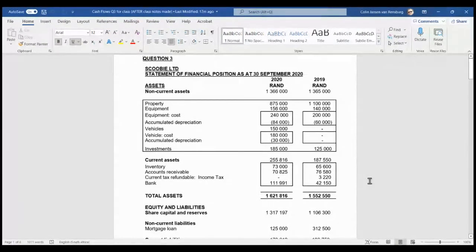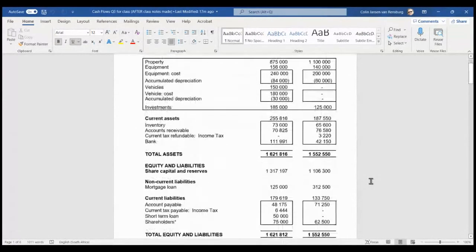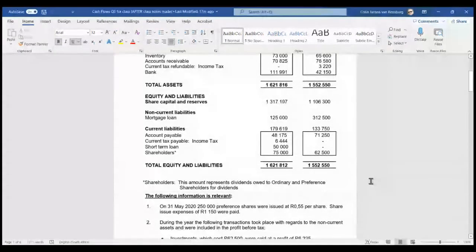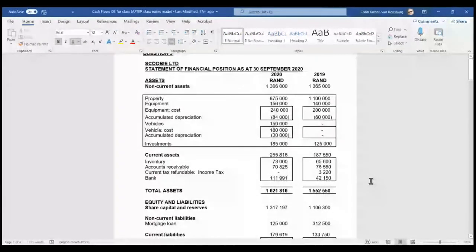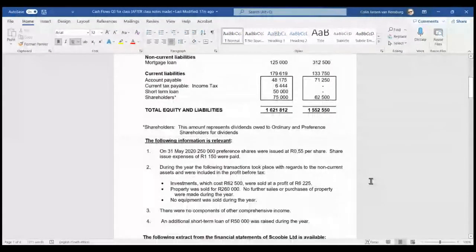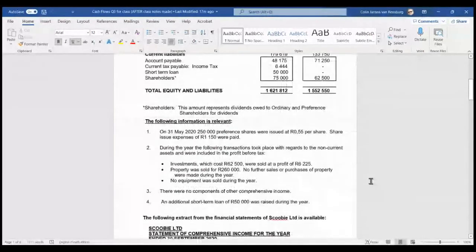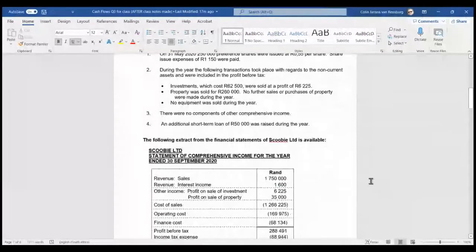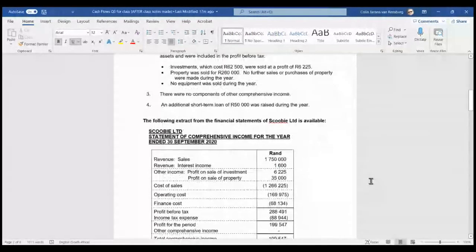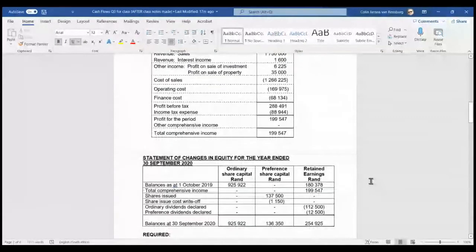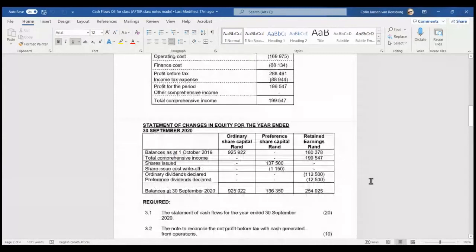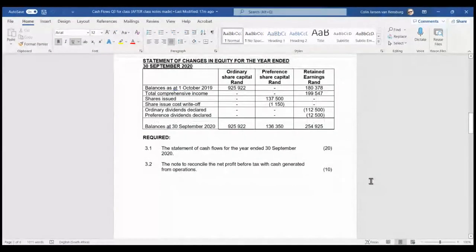Normally, when it comes to a good exam technique, is to go and look at what is required of you first. So here we see we've got a statement of financial position, and then we've got some additional information that we'll have a look at. We see there's an extract from the statement of comprehensive income. There's also an extract of the statement of changes in equity, but I don't think it's any mystery what is going to be required of us.